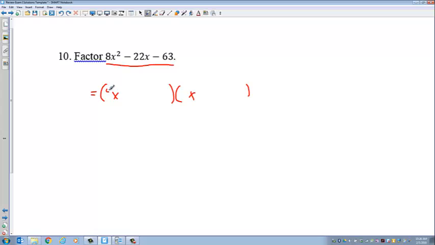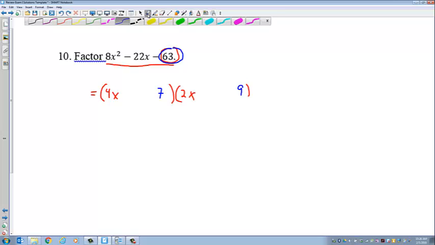Two common factors of 8 are 4 and 2. So that's my guess. My guess is a 4 is going to go there and 2 goes there. Of course, 4x times 2x is 8x squared. But then I have to work with this 63. When I think of 63, what two factors come to my mind? Well, 7 and 9. So you have two choices. You can put a 7 and 9 here, or you can put a 9 and 7 there. All right, so I'm going to start with the 7 and 9 and see what happens.